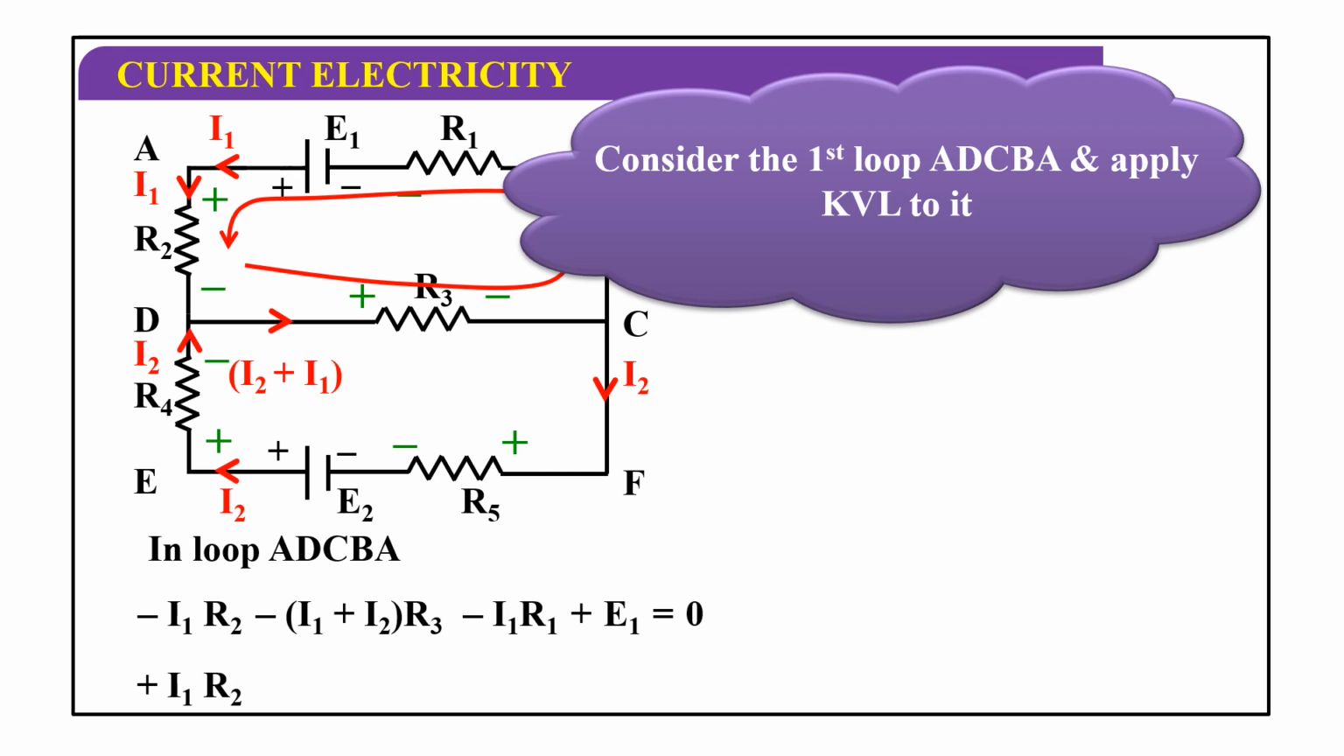So plus I1 R2 plus I1 R3, we are opening the bracket, plus I2 R3 plus I1 R1, and we have changed the signs. Minus E1 is equal to 0.